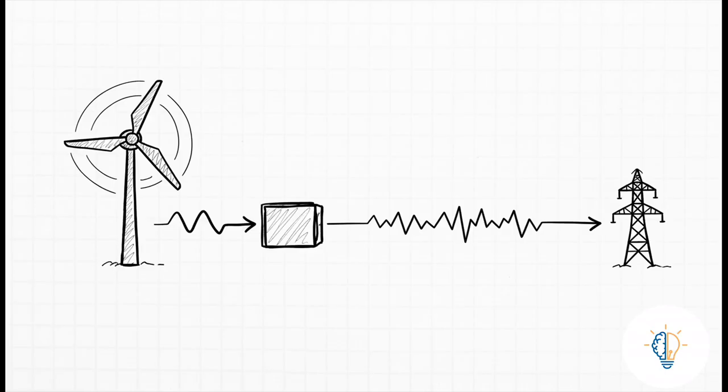See, the electricity coming right out of the generator isn't ready for a long trip. To travel hundreds of miles through power lines without losing a bunch of energy along the way, its voltage needs to be cranked way, way up. And to do that, you need something called a transformer.